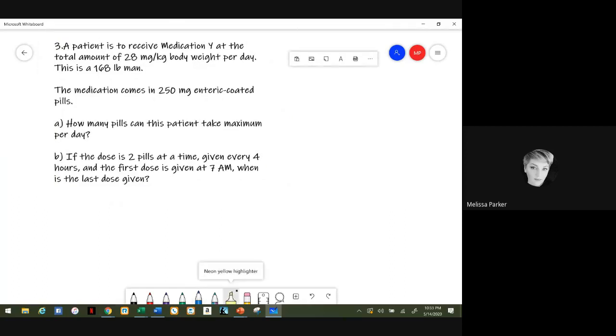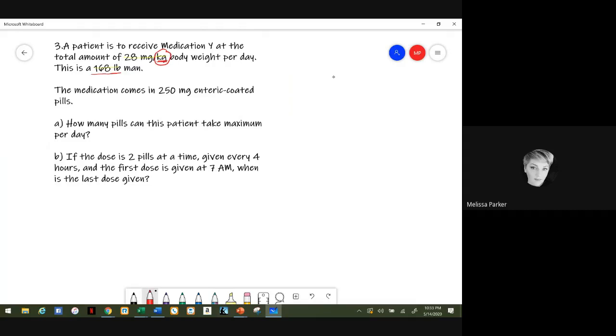Okay, so for this problem, we have a patient that needs to receive medication Y. The total amount is 28 milligrams per day, and the patient weighs 68 pounds. So this is in kilograms, and this is in pounds. So that means that I have to do a conversion. I have to convert this into kilograms, because what this is saying is that for every kilogram that the patient weighs, they get 28 milligrams.